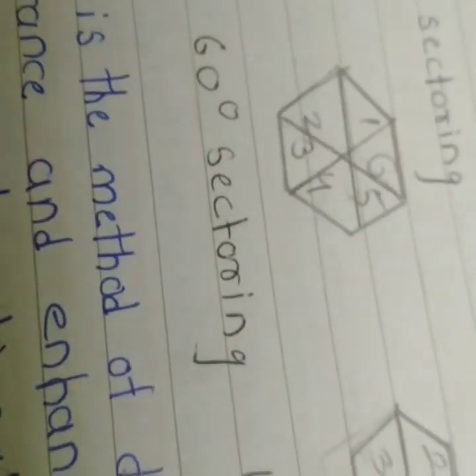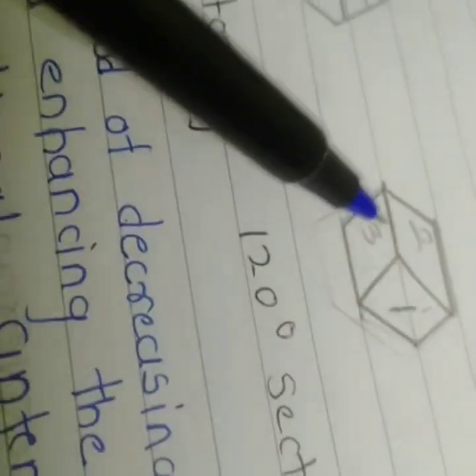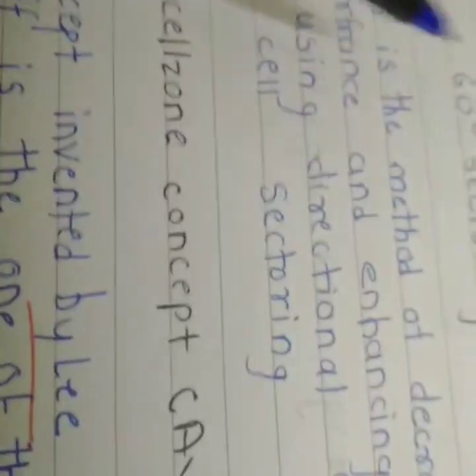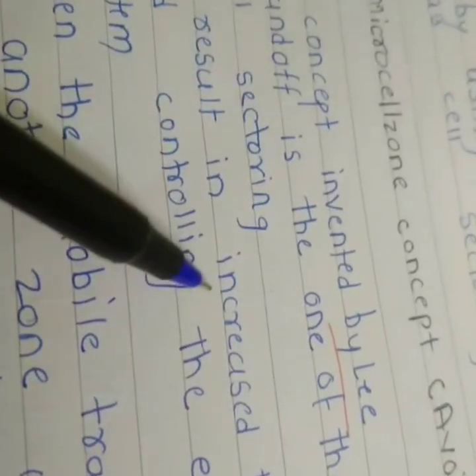So what is cell sectoring? We have one cell, and this is divided into six parts. This is called 60-degree sectoring, and this is 120-degree sectoring, where one cell is divided into three parts. This is a method of decreasing co-channel interference and enhancing system performance by using directional antennas, called cell sectoring. But in this concept, there is a problem of handoff. That's why we are moving to the microcell concept to avoid the handoffs. This concept was invented by Lee, and handoff is one of the problems associated with cell sectoring.